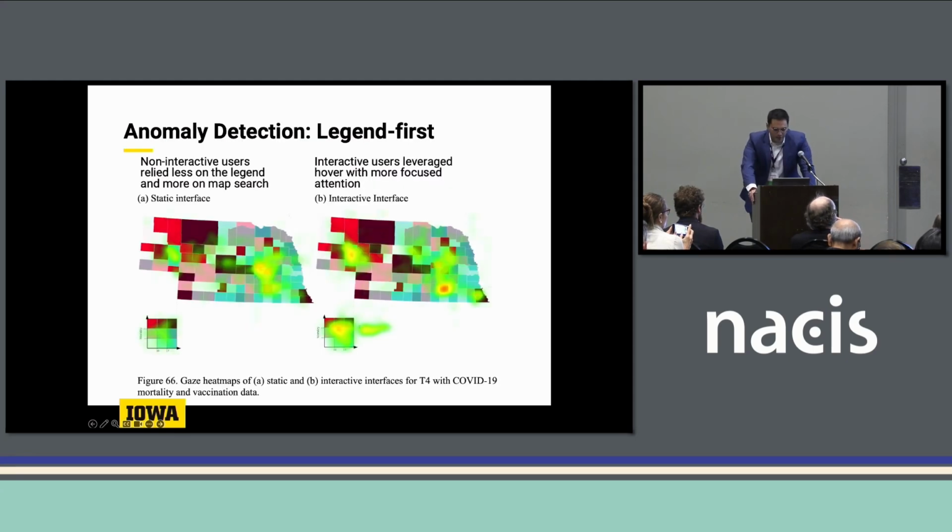Here we have the aggregate gaze heat map of the anomaly detection task with COVID data. On the left, non-interactive users relied less on the legend and more on searching the map itself. On the right, interactive users paid more attention to the legend, with some fixations on the tooltip as well. So somehow in this task, the interactive tooltip and the highlighting allowed for a more focused attention on the legend.